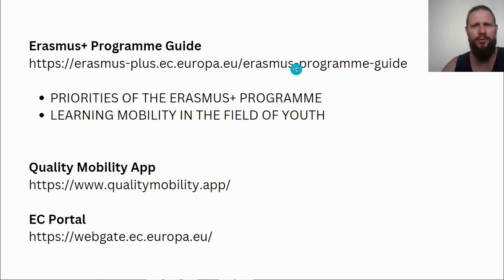Inside of the program guide, you want to pay attention to the priorities of the Erasmus Plus program. There you see what Erasmus Plus is mostly focused on lately. And then you want to pay attention to the chapter Learning Mobility in the Field of Youth. Altogether this is maybe 10 pages, so it's not so hard. The whole guide has 500 pages, so that's a little bit crazy. About learning mobility in the field of youth, don't confuse it with accreditation, with something a little bit else.